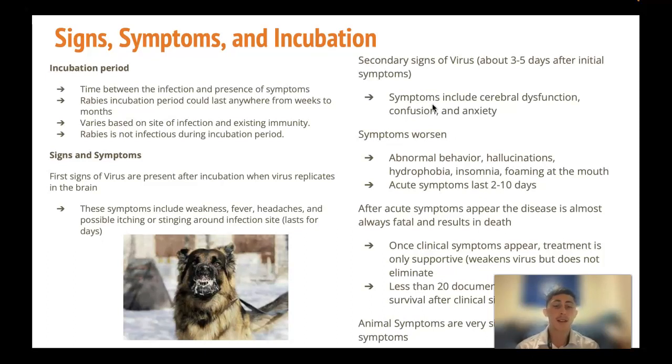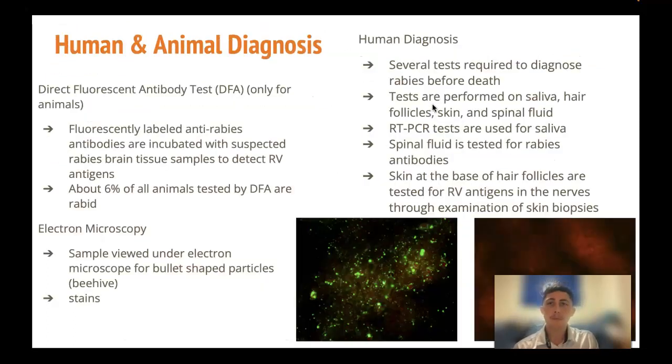That's why there's less than 20 documented cases of human survival after clinical signs, and this is typically due to, like, they already have a rapid immune response, or they've been previously vaccinated for PEP. Animal symptoms and human symptoms are also very similar. So how is rabies diagnosed in animals and in humans?